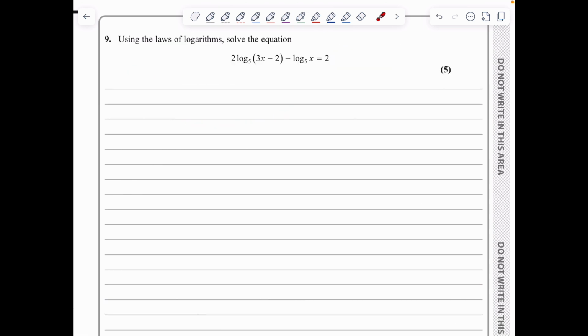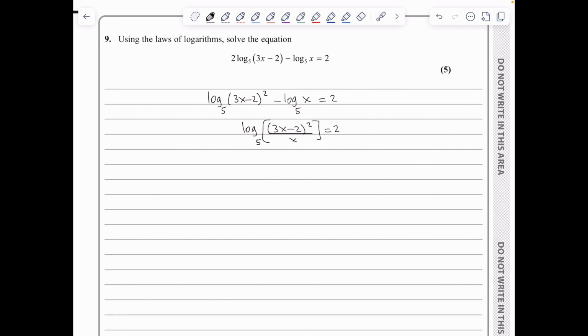In question 9, we are asked to use the laws of logarithms to solve the given logarithmic equation here. So I will start by trying to get all the terms on the left-hand side into a single logarithmic term. The first thing to do is take the 2 up as a power. So we're looking at log of (3x minus 2) raised to the power of 2 base 5 minus log of x base 5 being equal to 2. Now we know that when we've got subtraction of two logs, then this is the log of the quotient. So we're looking at log of (3x minus 2) squared over x base 5, which is equal to 2.